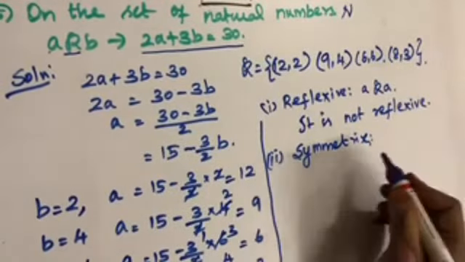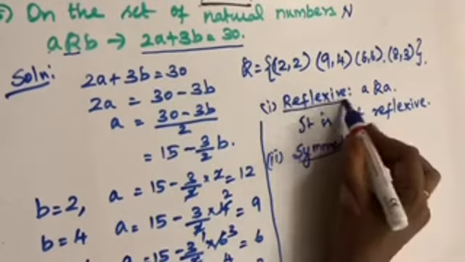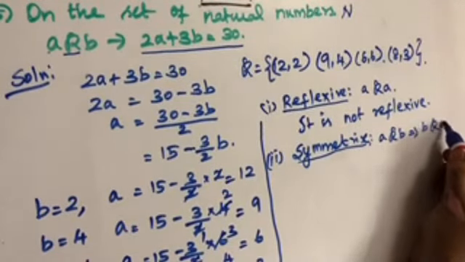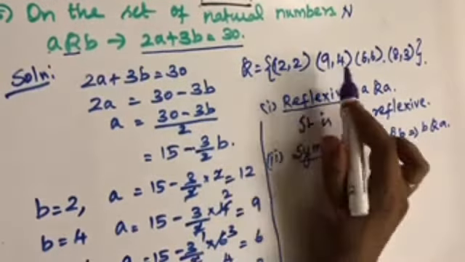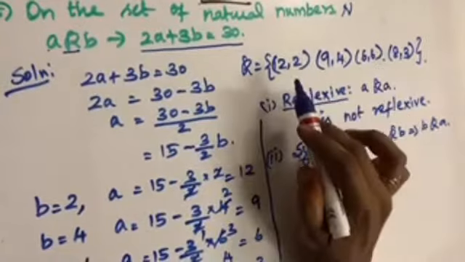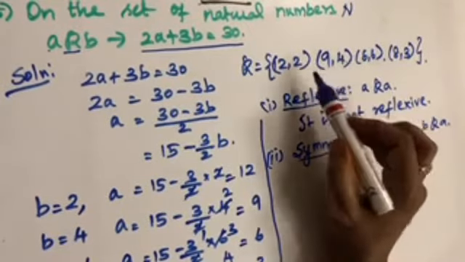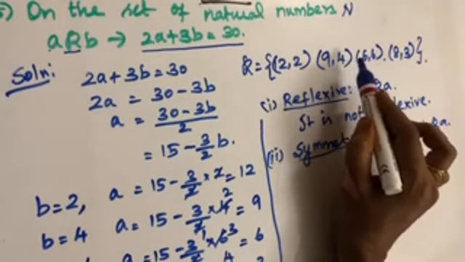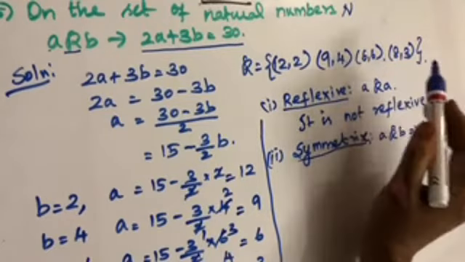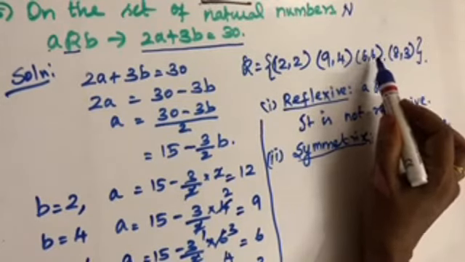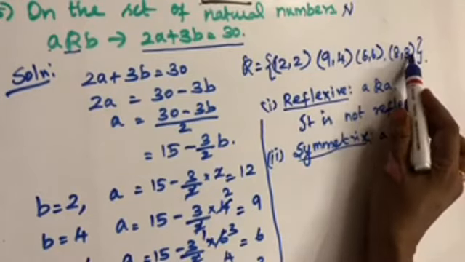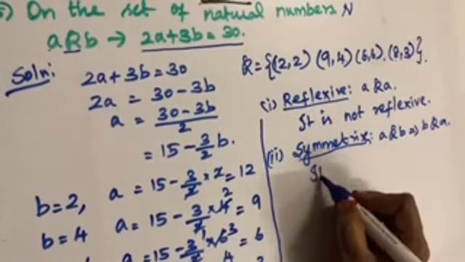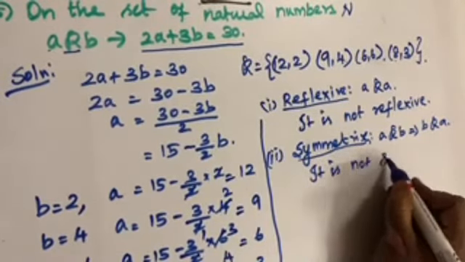To prove the relation is symmetric, A is related to B implies B is related to A. But here we couldn't find any relations like that. 12 is related to 2, but 2 is not related to 12. 9 is related to 4, but 4 is not related to 9. 6, 6 is the only such condition. 8 is related to 3, but 3 is not related to 8. So, it is not symmetric.